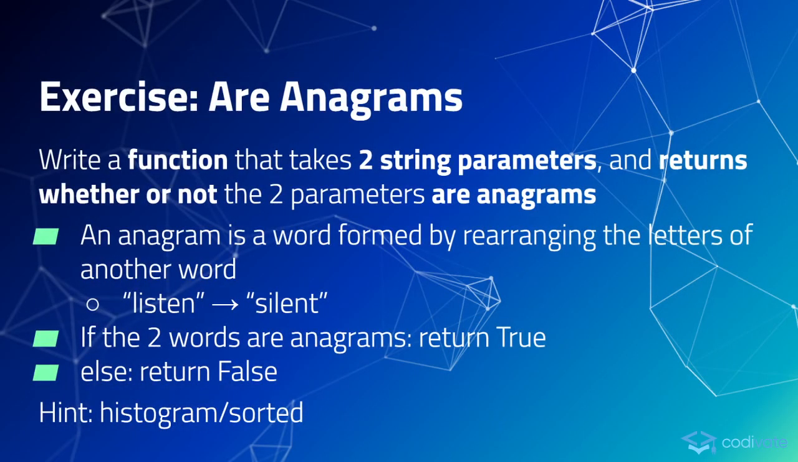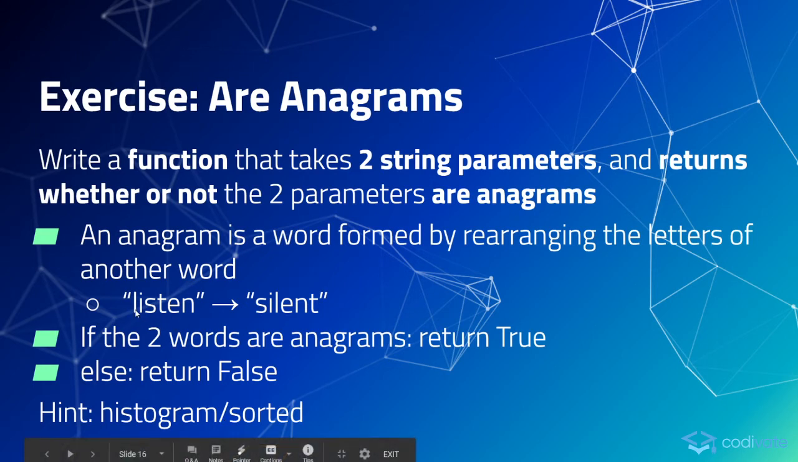Now let's go over the exercises for the week. The first one is to write a function that takes 2 parameters and returns whether or not the 2 parameters are anagrams. So what is an anagram? An anagram is simply a word formed by rearranging the letters of another word.